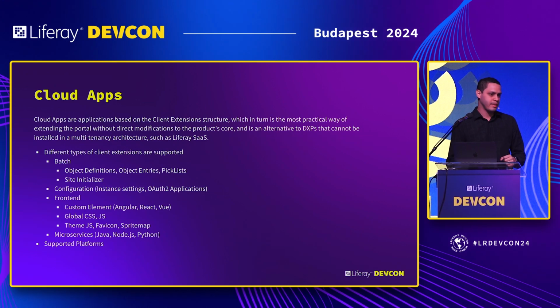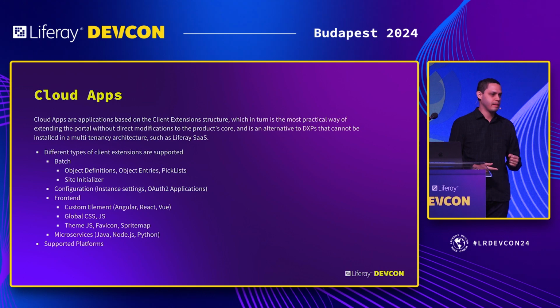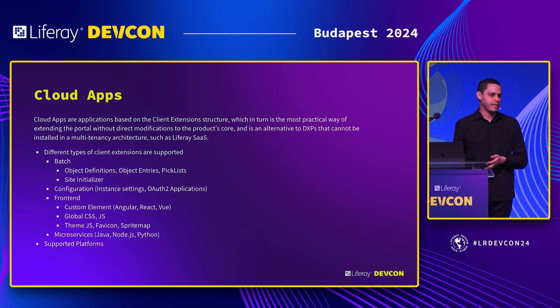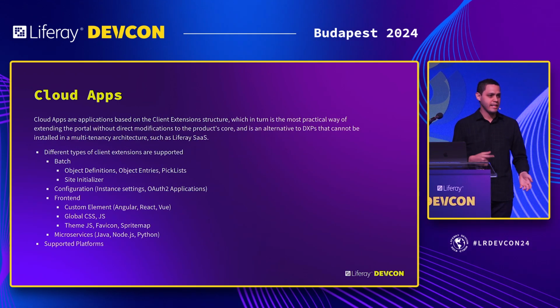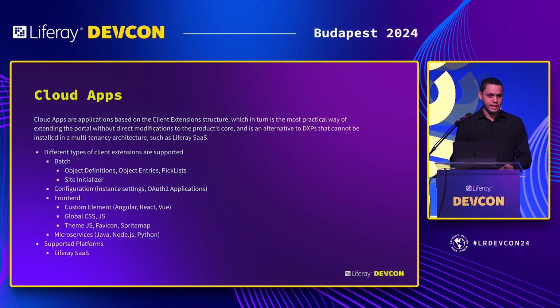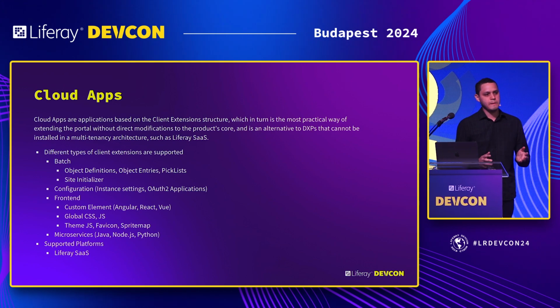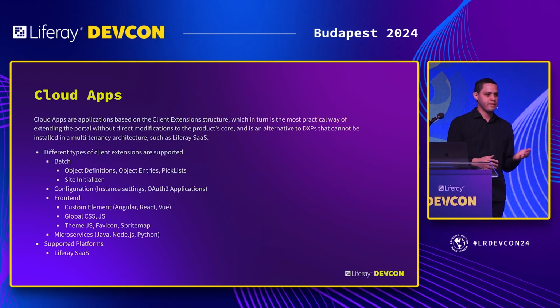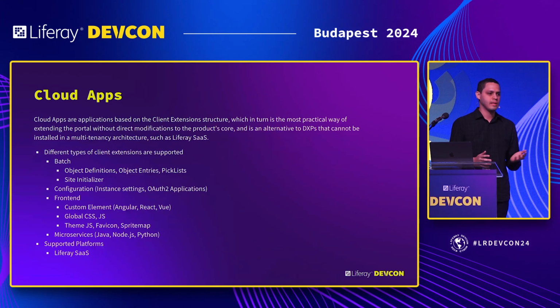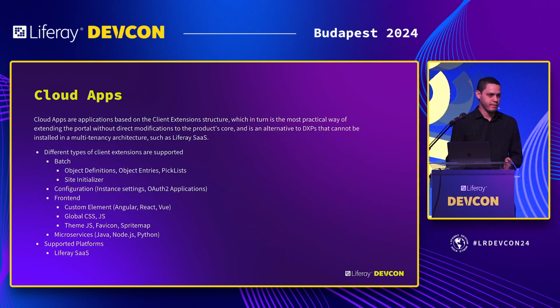There is also the possibility to create microservices client extensions. So you can pick the best backend alternative for you. So Node.js, Spring Boot, Python, whatever. So currently, the supported platform to use cloud apps is Liferay SaaS, and in the future, we want to allow people to install cloud apps from a Liferay PaaS environment.